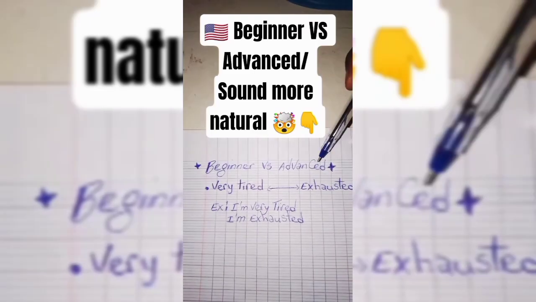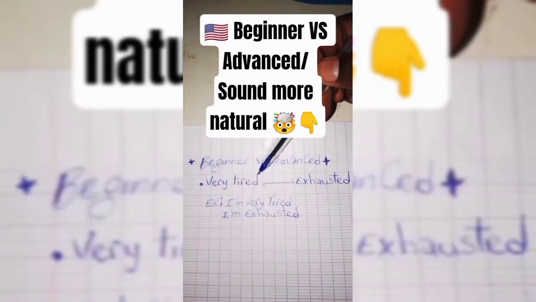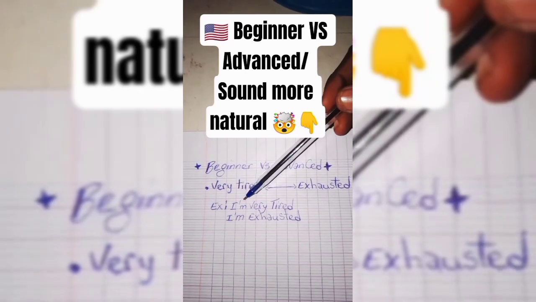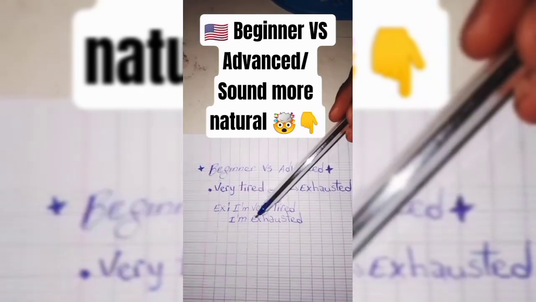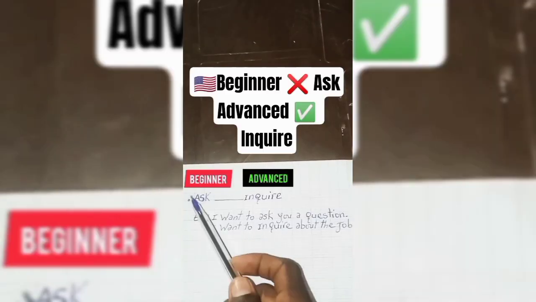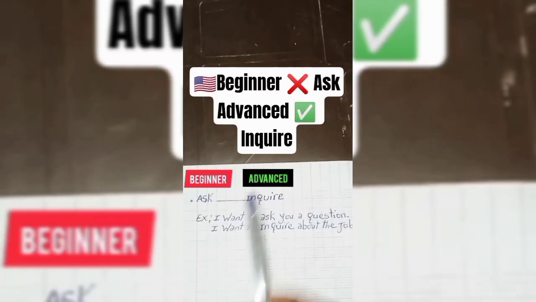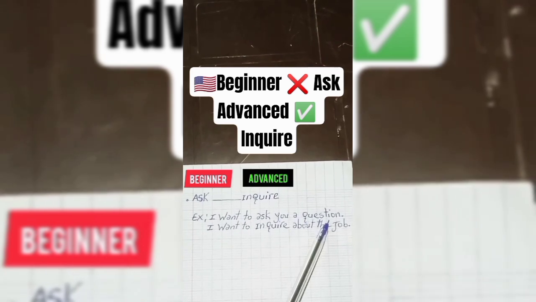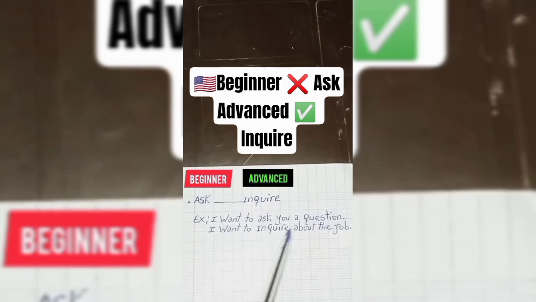Beginners versus advanced. Very tired, exhausted. Example: I'm very tired. I am exhausted. Ask, inquire. Example: I want to ask you a question. I want to inquire about the job.